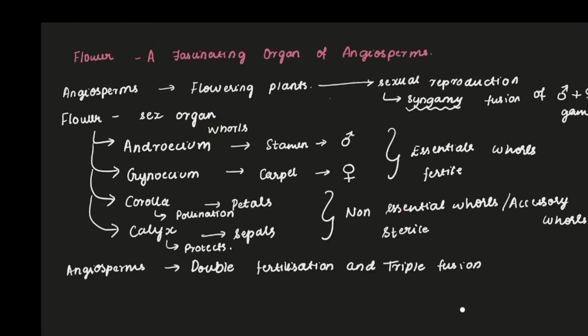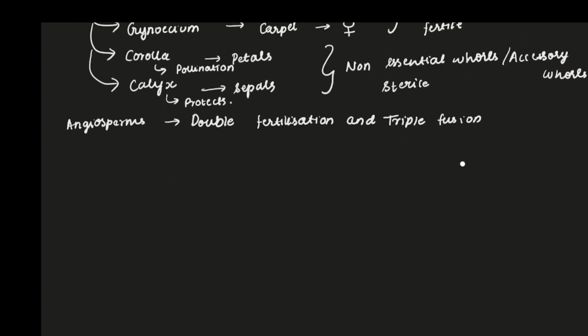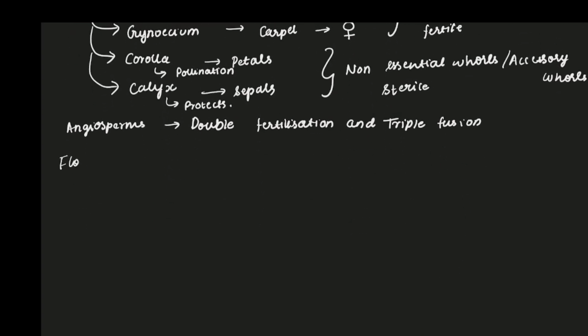And another thing about our flower, if you ask me what a flower is, according to the morphology, I can tell it as a modified and condensed shoot. And why do I tell it modified and why do I tell it condensed?